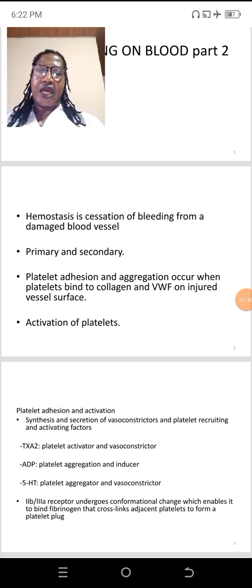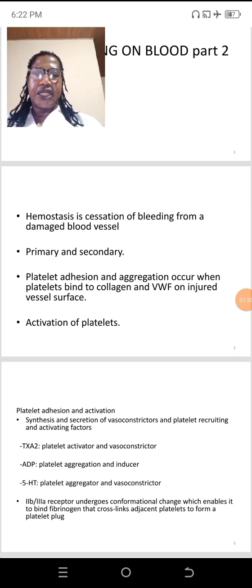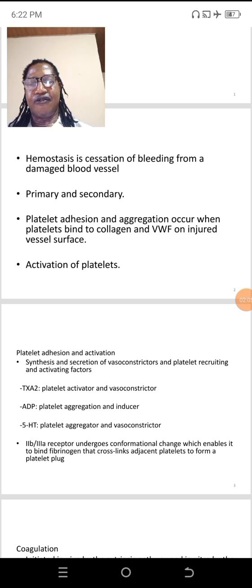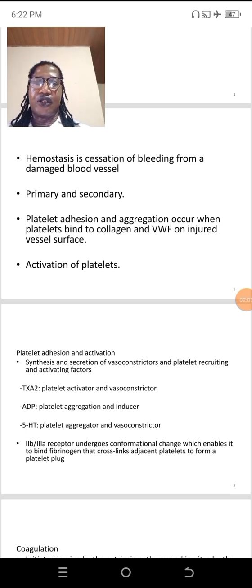At the same time, there will be synthesis and secretion of vasoconstrictors and platelet recruiting and activating molecules. And these platelet recruiting and activating molecules include thromboxane A2, which is a platelet activator and vasoconstrictor. Then adenosine diphosphate and 5-hydroxytryptamine, otherwise known as serotonin, which is itself another platelet aggregator and vasoconstrictor.